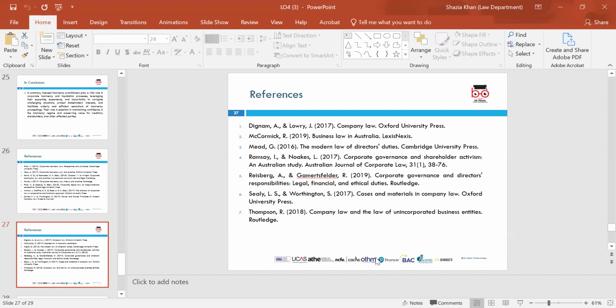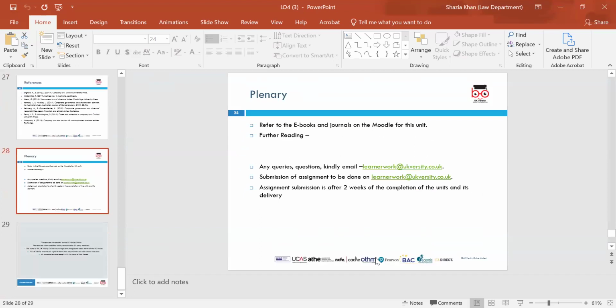And we've got The Modern Law of Directors' Duties by Mead, Seeley, Cases and Materials in Company Law, and Thompson, Company Law and the Incorporated Business Ethics. There's also further reading for you on Moodle, for any ebooks and journals that you need to refer to. Any further reading and additional resources will be available on Moodle.